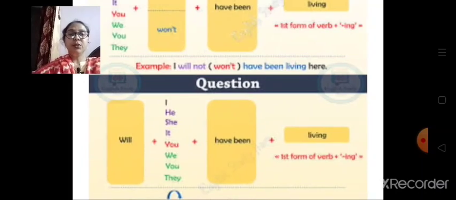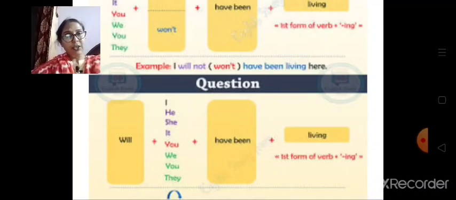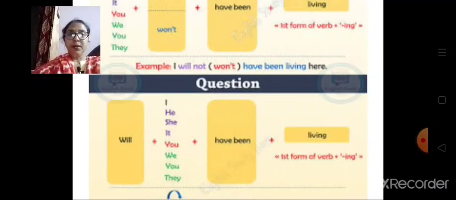In questions, will is placed at the first place, then the pronoun or subject, as you all know noun and pronoun can be there, then have been and then verb with ing. So this is the formation of making future perfect continuous tense.